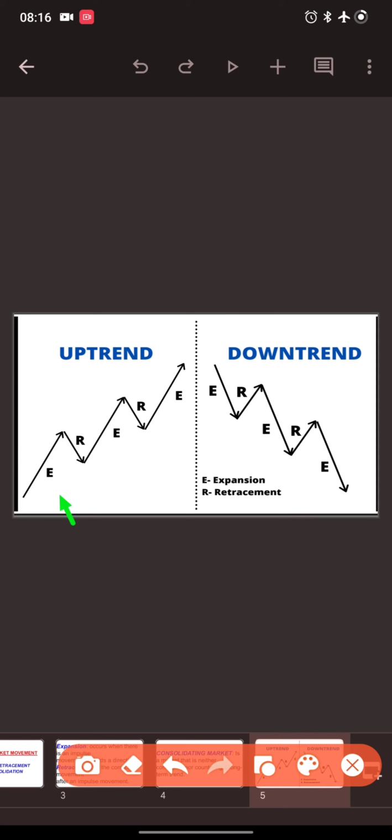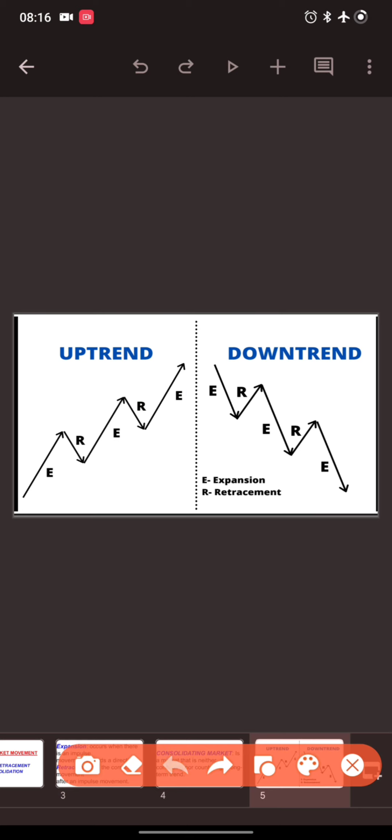So look here now, this is an expansion E. The arrow is pointing upwards. This is an uptrend expansion. Then a retracement. If you look at where the arrow is facing, the retracement arrow is facing downwards. Like I said, if an expansion is going up, the retracement will be going down, the opposite direction. Then another expansion, another retracement, then another expansion. So basically that's how it is.